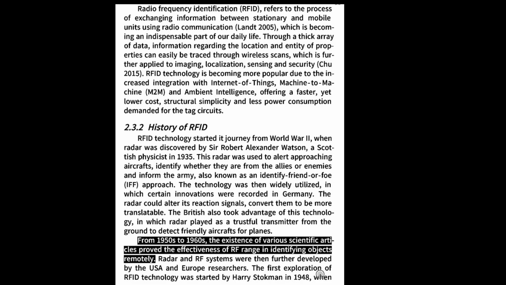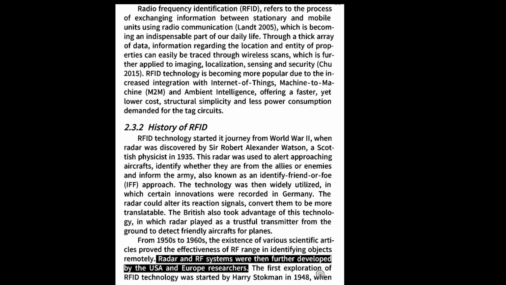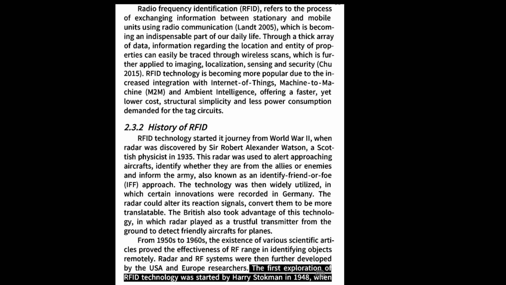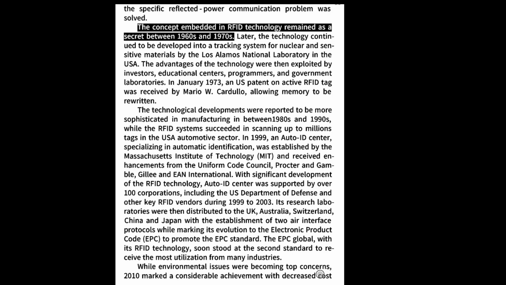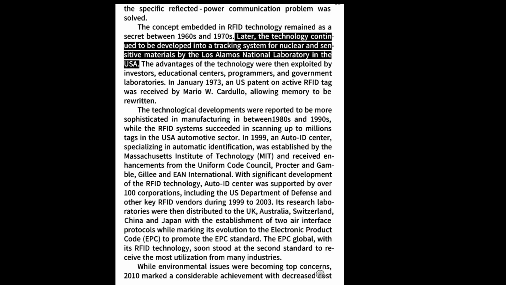From the 1950s to 1960s, the existence of various scientific articles proved the effectiveness of RF range in identifying objects remotely. Radar and RF systems were then further developed by the USA and Europe researchers. The first exploration of RFID technology was started by Harry Stockman in 1948, when a specific reflected power communication problem was solved. The concept embedded in RFID technology remained a secret between the 1960s and 1970s. Later, the technology continued to be developed into a tracking system for nuclear and sensitive materials by the Los Alamos National Laboratory in the USA.